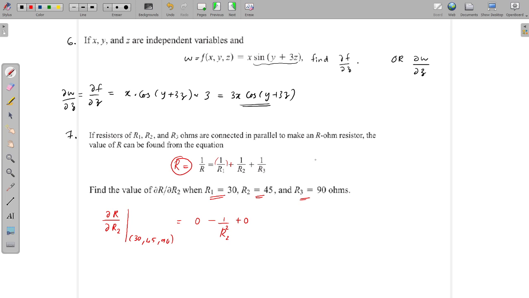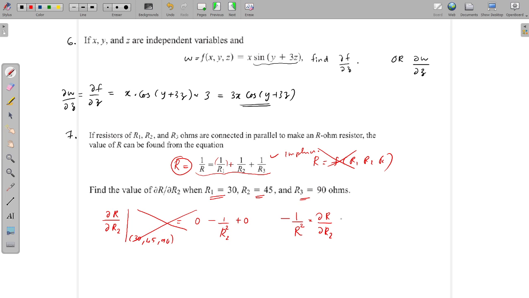That means this is not of the form R is a function of R1, R2, R3. We can consider this as the implicit form. To find the implicit form, we need to consider the derivative of the whole equation. So you consider the derivative of 1 by R. What is the derivative of 1 by R? That is minus 1 by R squared times the partial derivative of R with respect to R2.